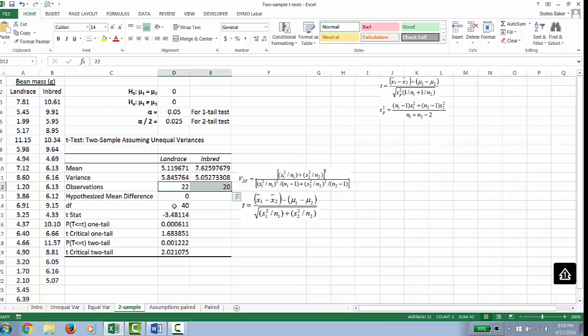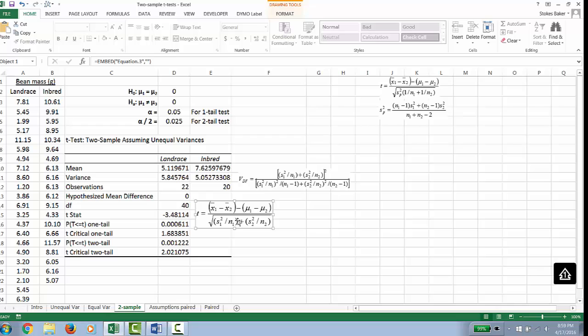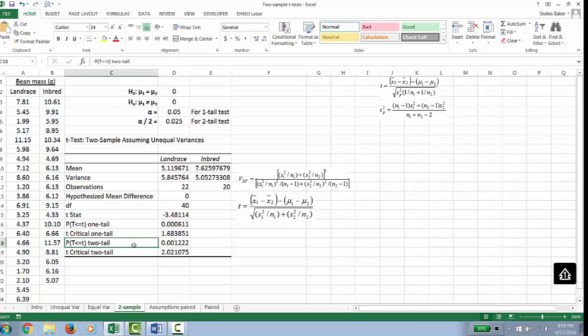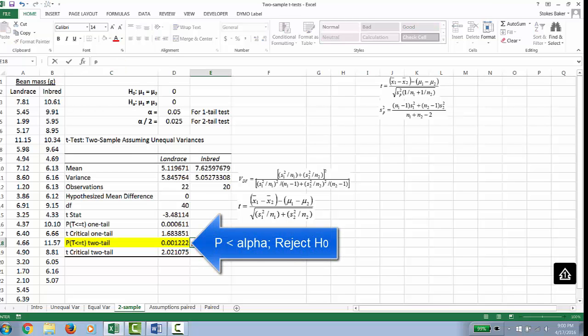We actually still got 40 degrees of freedom. Our t statistic is -3.48 using this equation. If I was doing a one-tail test, this would be my p-value for the one-tail test, but I wrote the null hypothesis as a two-tail test. As you can see, that p is definitely less than alpha, and as a result, we're going to reject the null hypothesis.